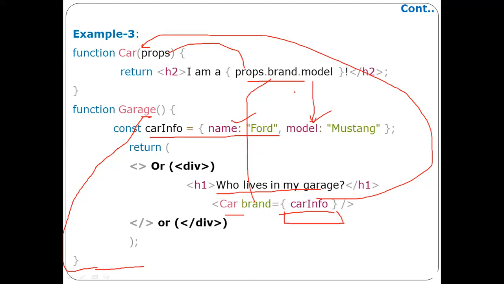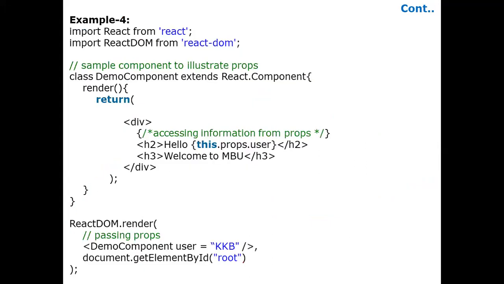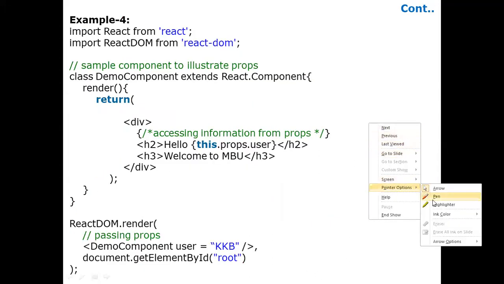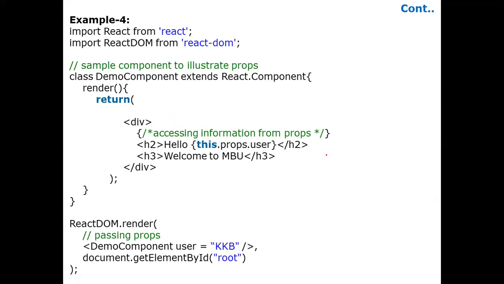This is a third example, where we are talking about how we can pass an object, and with the object, we can pass a set of properties. Now, the same program, if you want to make it with the help of class components. Previously, we have seen 3 examples for functional components. Now this is for the class component.